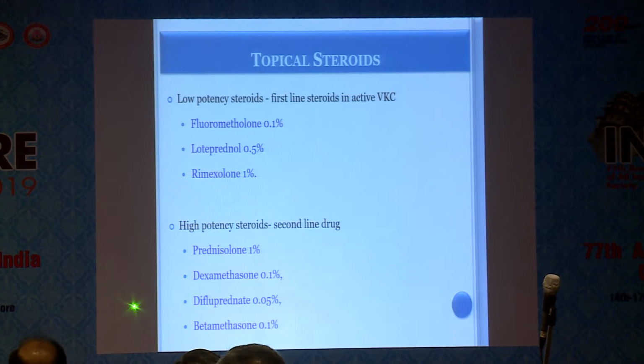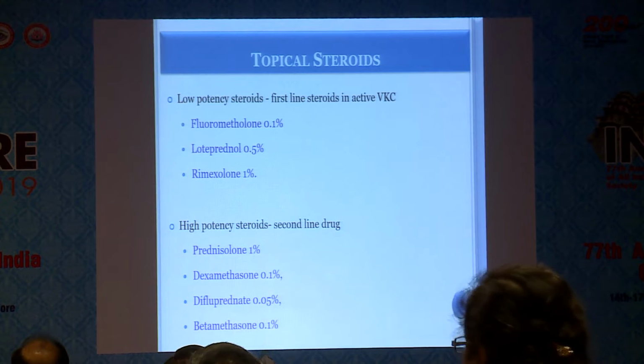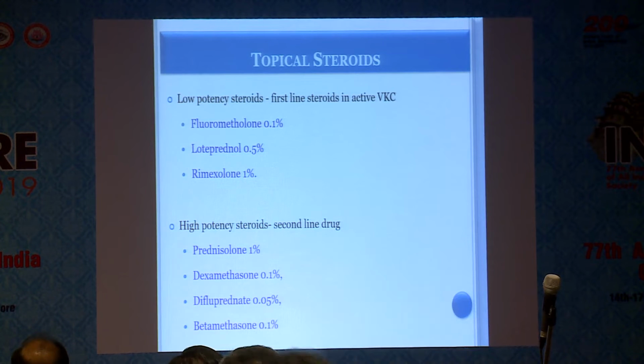I will not give difluprednate because there is ample evidence now that even on a short-term basis, many times the patient develops glaucoma. So for a VKC, no point giving such a potent steroid. But if it's very severe, for a week or 10 days, I may give dexamethasone maybe 4 times a day, and then immediately switch over to fluorometholone 4 times a day. If it's moderately severe, I won't use this high potency steroid. I will immediately go for fluorometholone.